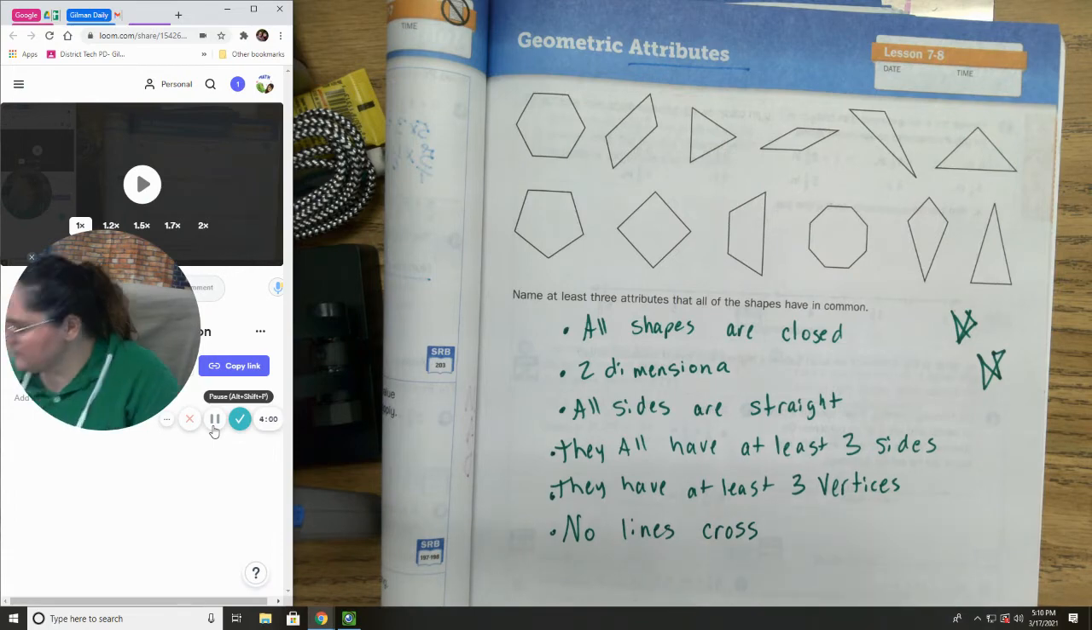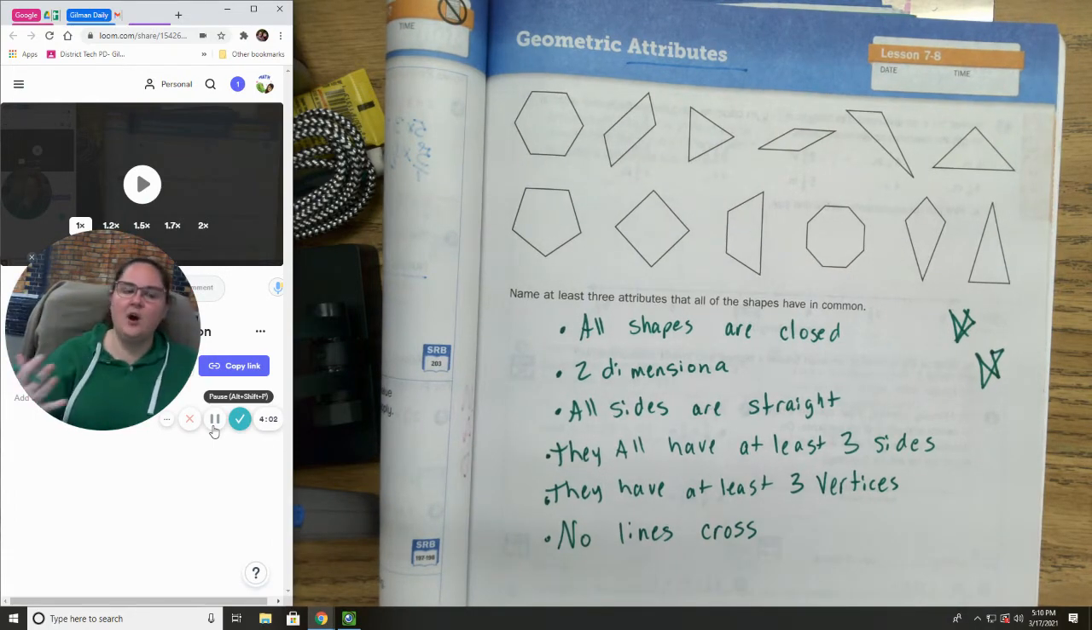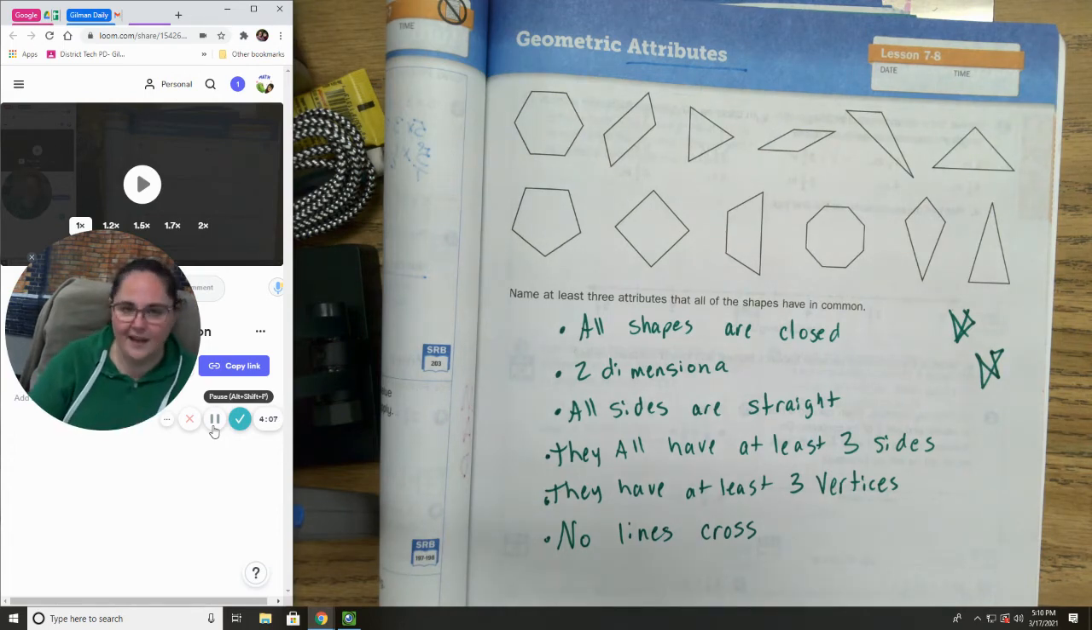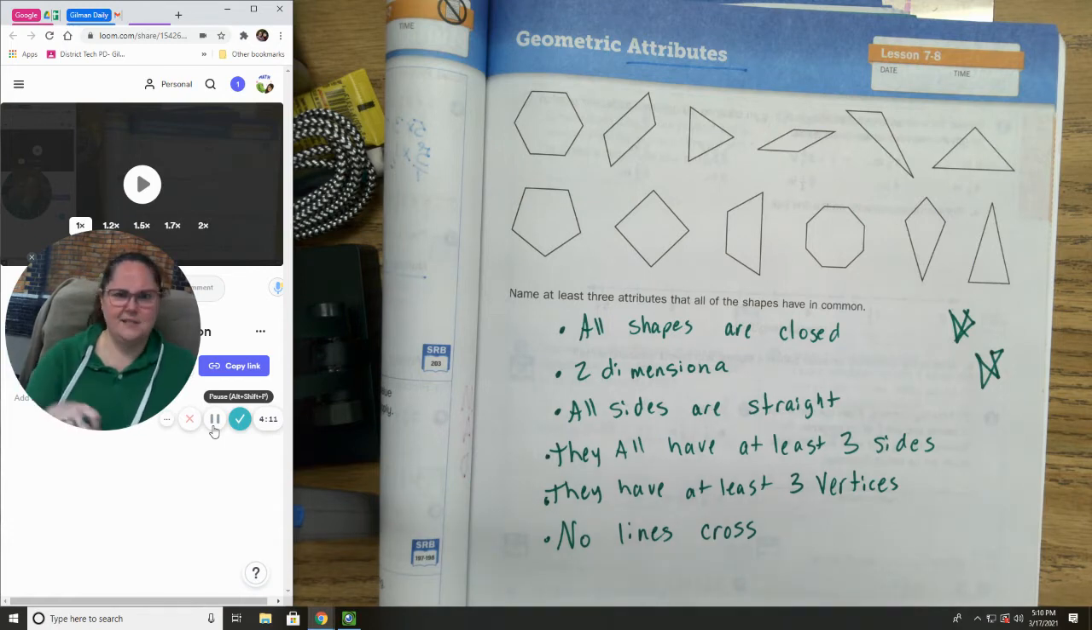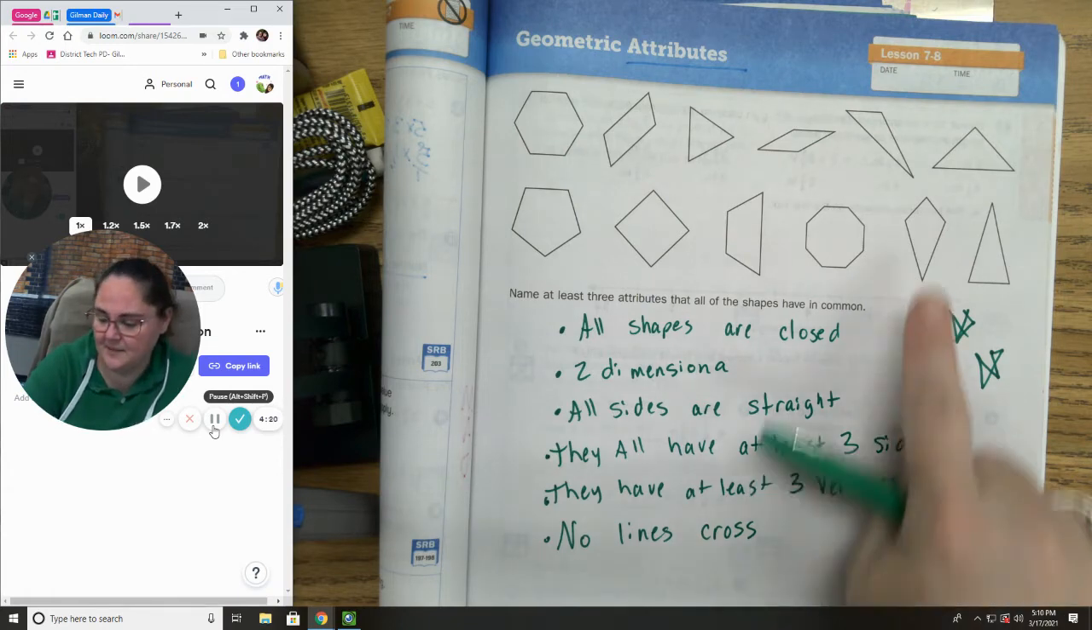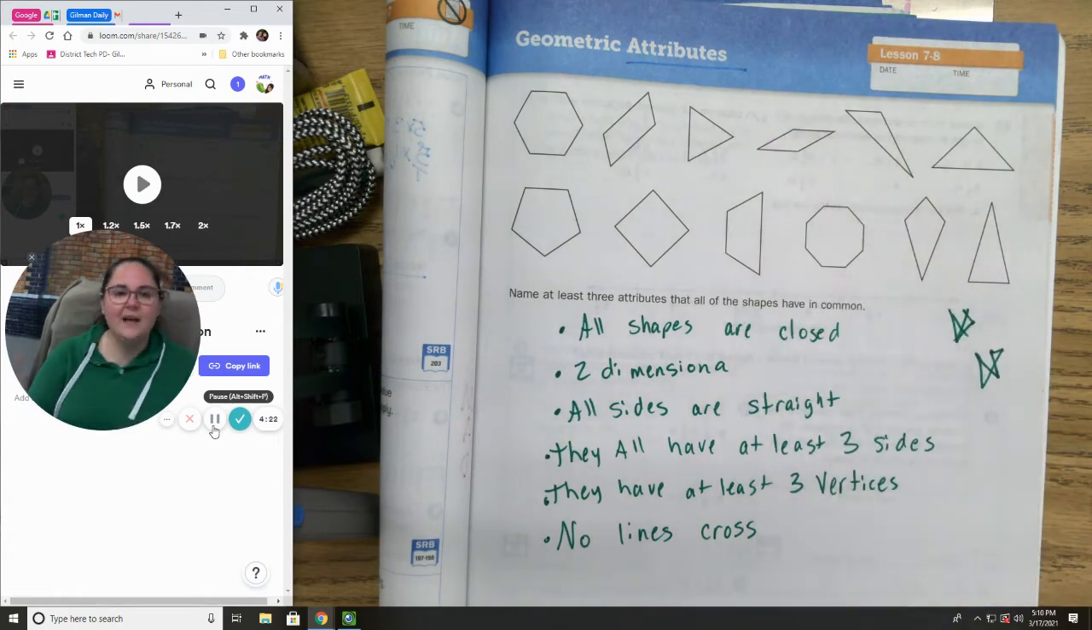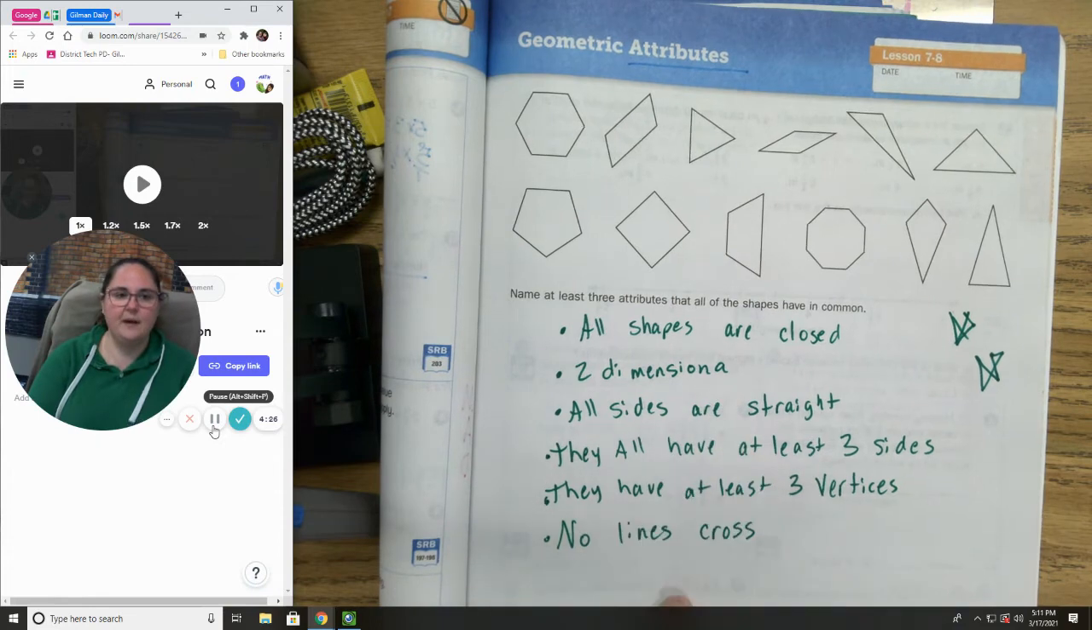Those are some samples that our book gave us. If you came up with another one, awesome. If you said maybe they all have less than 29 sides, okay, I'll take it. It's fine. Maybe you said they all have at least 1 point pointing towards the top, kind of. Absolutely, I would take that as well. So whatever you said attribute-wise, okay. These are the main ones that we're going to think about.